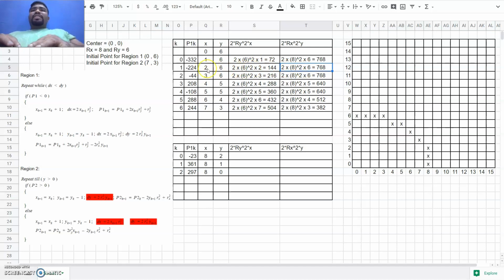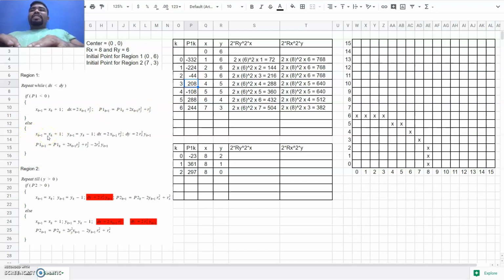Using this, we calculate the next decision parameter, that is pk plus 1, and we get the next pk plus 1 as minus 44. As we get it as minus 44, we again go to this if statement, and in this if statement, y doesn't increment, only x increments, so x goes from 2 to 3, y remains the same. We calculate dx, wherein only this variable changes to 3, and we get the value as 216, wherein y remains the same at 768. Using these values, we calculate the next pk plus 1, and it comes up to be positive. As this pk plus 1 is positive, we go to the else part.